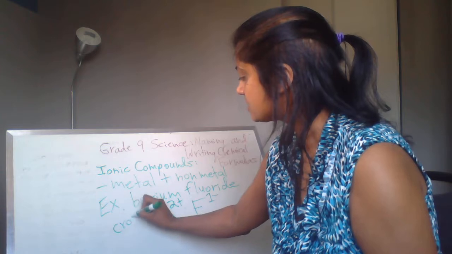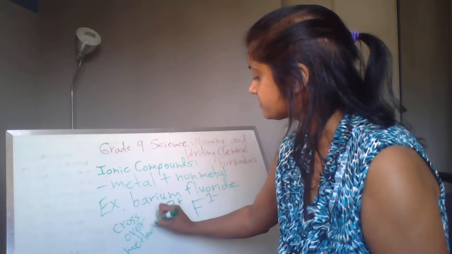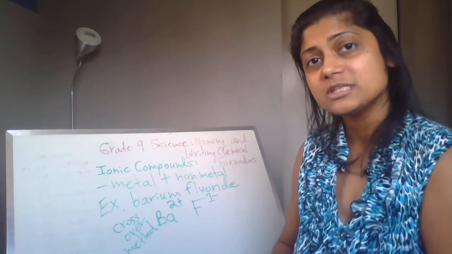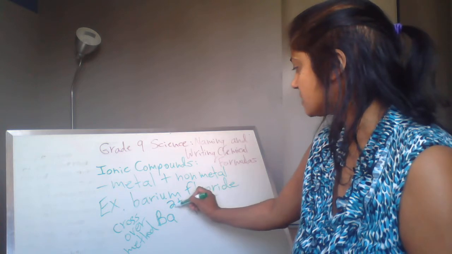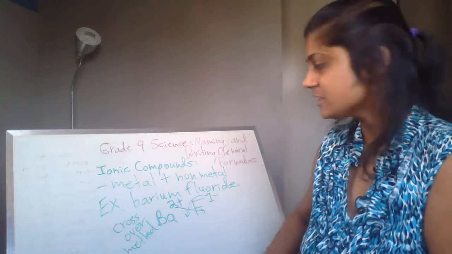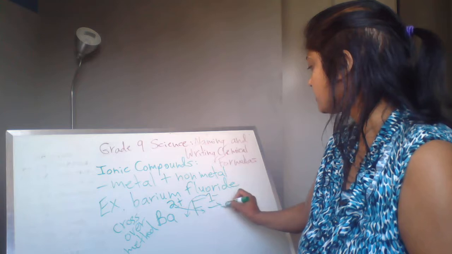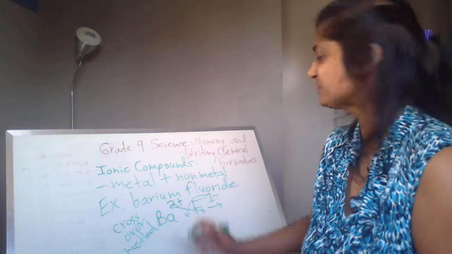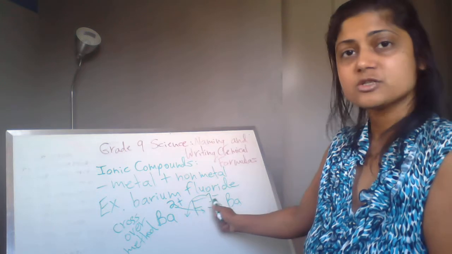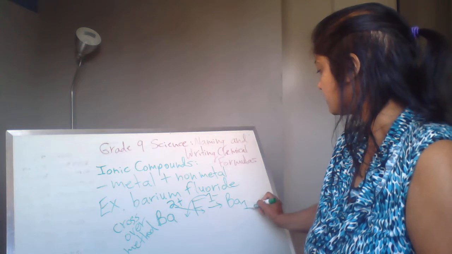So I'm going to put that down here: crossover method. What that means is I'm going to take these charges and cross them to the opposite side. So I'm going to draw some arrows over here, so you can see where the numbers are going. Over here, we're just going to write it on the side. I'm going to write the Ba, and this 1 minus charge that's coming from fluorine is going to go right here in between.